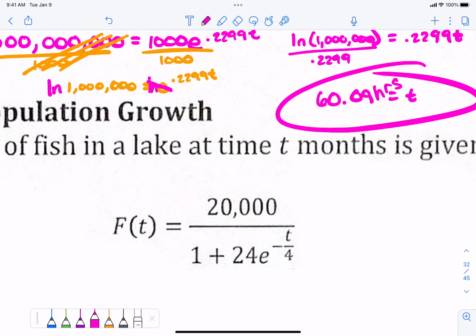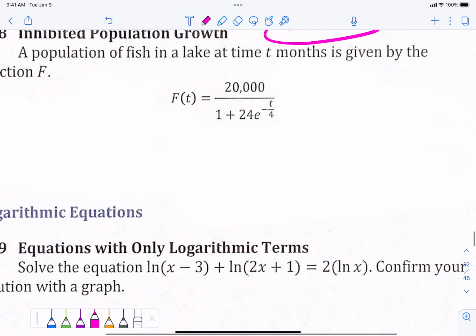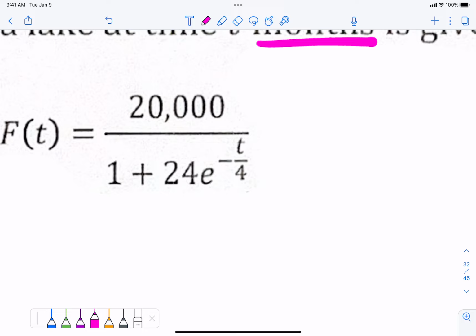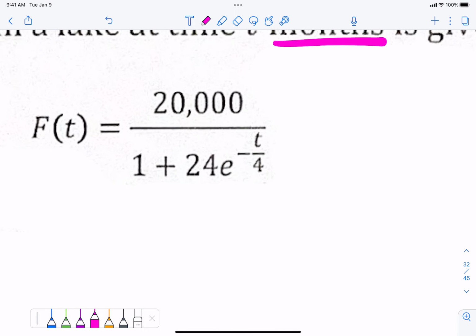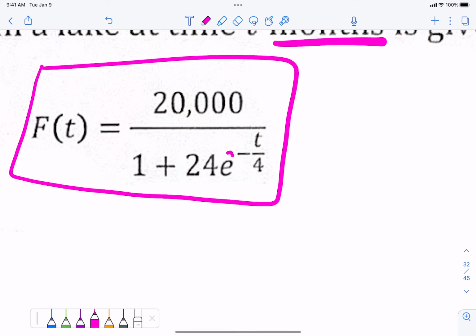Got it? Okay. A population of fish in a lake at time t months is given by this function. This is a function that we haven't seen yet. We're going to talk more about it in the next section, 5.7, which is the last section of the chapter. We'll do that tomorrow. But this is not an exponential function because e is in the bottom. This is something called a logistic function. A logistic equation, not a logarithmic equation. It's different than log. This is a logistic equation. And here's how this works.